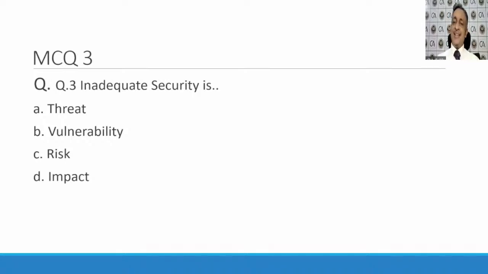What is the risk? Risk in the given example is that because the door is open, it's a vulnerability. From that open door, someone can enter, that becomes the threat. The probability that the person who enters from the door can take away the laptops becomes risk. Probability of loss is risk, and value of loss is impact. So we have 4 words: vulnerability, threat, risk, and impact. Now you ask.